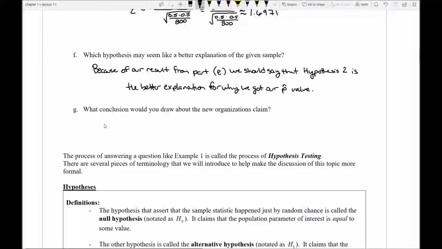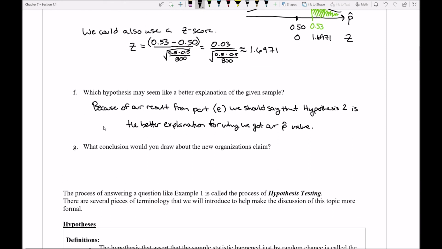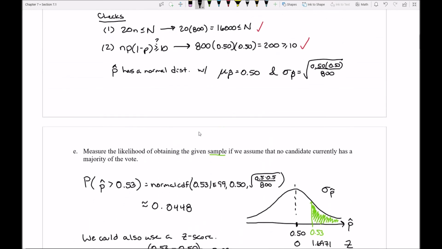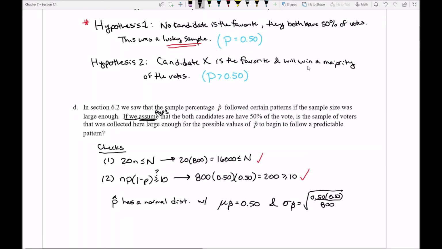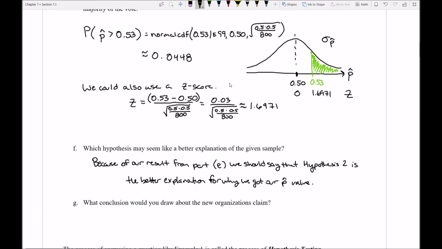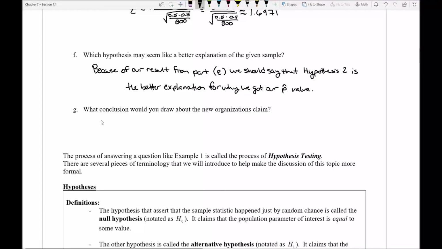Now let's take a look at the very last question on here. Ultimately, this is the question that we started with. What conclusion would you draw about the news organization's claim? Well, remember that the news organization claimed that candidate X would be the person who received over 50% of the vote. Based on what we've seen, hypothesis 2 seems like the better explanation. And notice, hypothesis 2 does say that candidate X would win a majority of the votes. They would get over 50%. So it seems here like the news organization can make their claim reasonably.